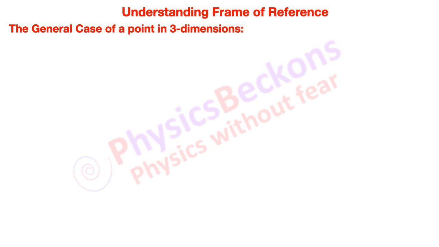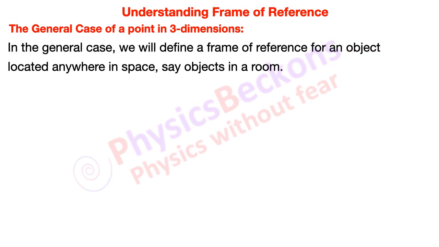Now extending it to 3D, the general case of a point in 3 dimensions. In the general case, we will define a frame of reference for an object located anywhere in space, say objects in a room. For example, you may have a lamp hanging in the room. In order to specify the position of the lamp, you will need not just two coordinates, not just a position in a plane, but also the height from the floor.